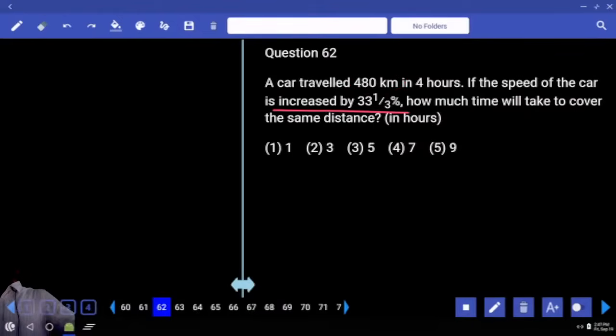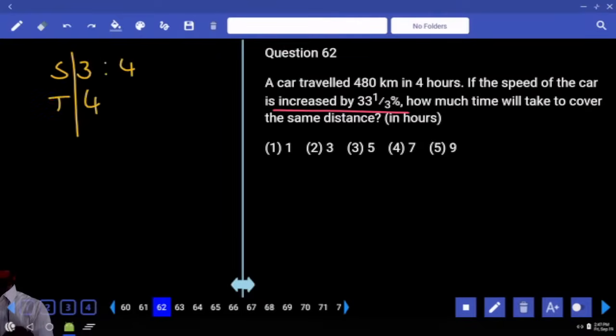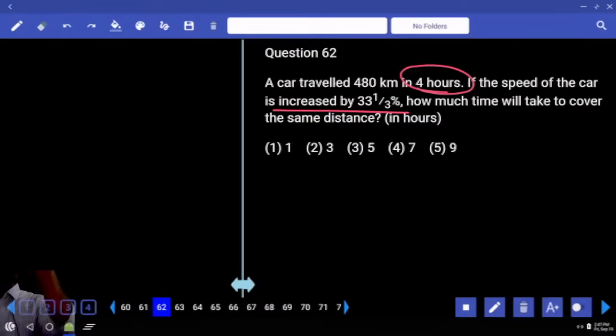What happened to speed? By how much percent? In fractional form, the denominator is the initial speed 3, now it becomes 4. Then the time ratio: initial 4 parts, now 3 parts. If 4 parts is 4 hours, the new time, 3 parts, should be 3 hours. Got it?